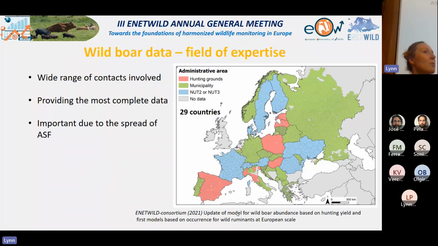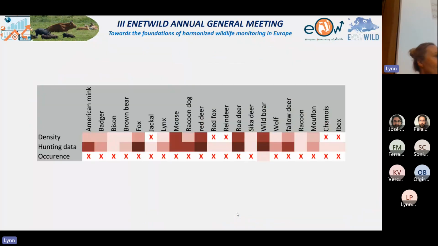Also, wild boar was quite important because of African swine fever, which showed up, and then it was quite easy to show and explain why we are asking about the wild boar data. This map and the whole work which was done by Joaquin and this whole ENETWILD consortium just give us the information that if you try to create a network and grab all the available data in one place, you can do that.